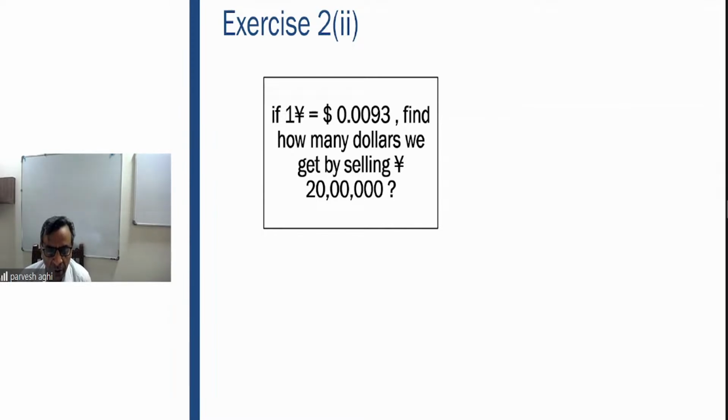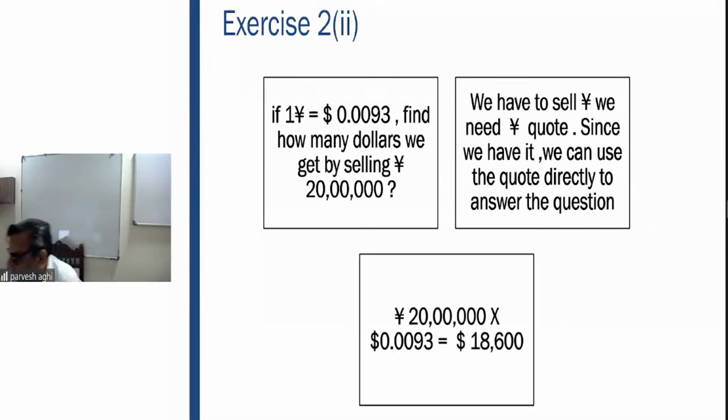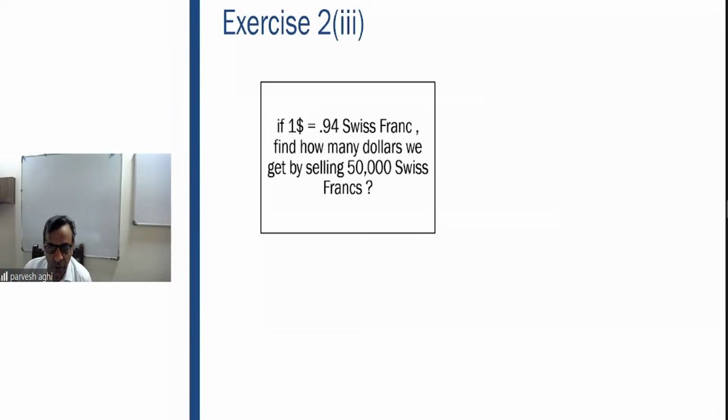One yen is equal to $0.0093. Find how many dollars we get by selling so many yen. We have to sell yen, so we need the yen quote. Since we have it, we can use it directly and answer the question. When 1 yen is equal to so many dollars, how much will be the selling price of 20 lakh yen? Instead of my solving it on the board, you can just give me the answer. 18,600, absolutely right.